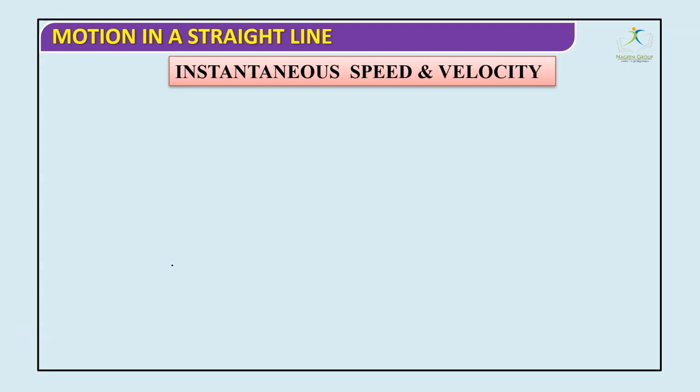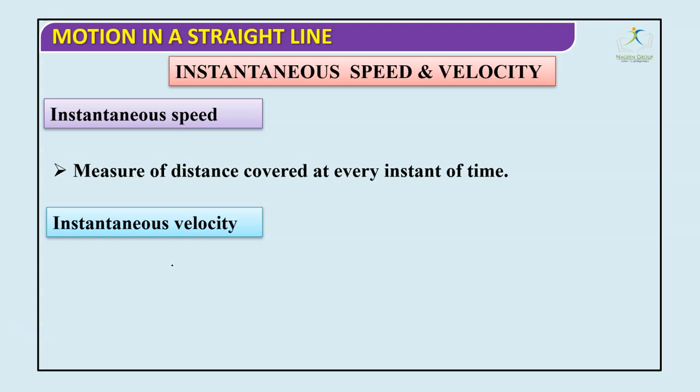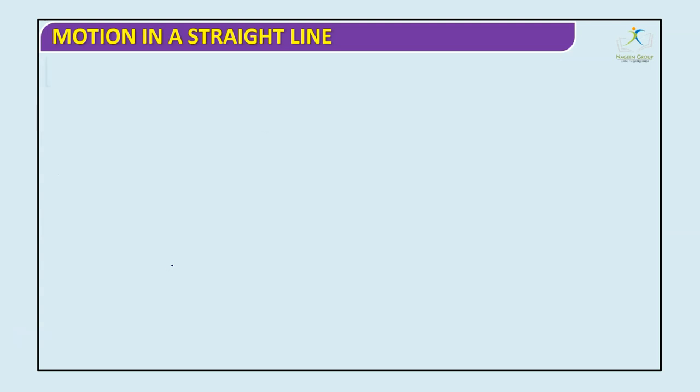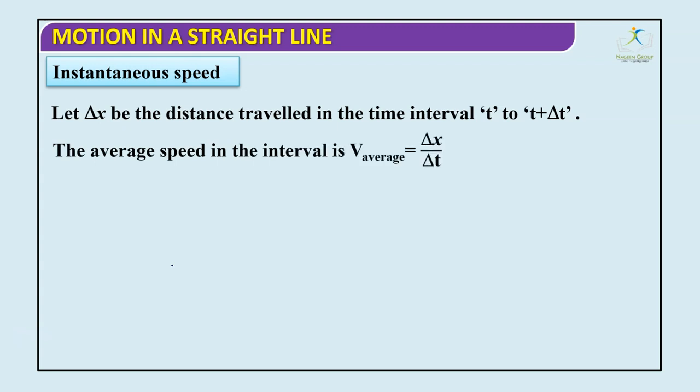Now, instantaneous speed and velocity. Instantaneous speed measures the distance covered at any instant of time. Instantaneous velocity measures the displacement covered at every instant of time. Let delta x be the distance traveled in the time interval t to t plus delta t. So the average speed in the interval is v average equals delta x by delta t.